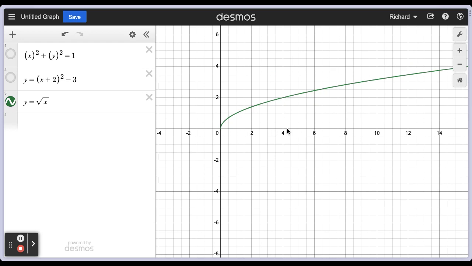Everything from 0 onwards is an acceptable input. The square root of 0 is 0. The square root of 4 is 2, and so on. All of these are legitimate.